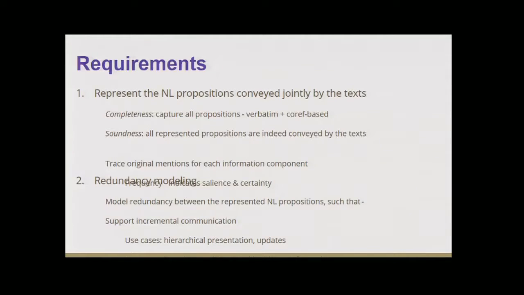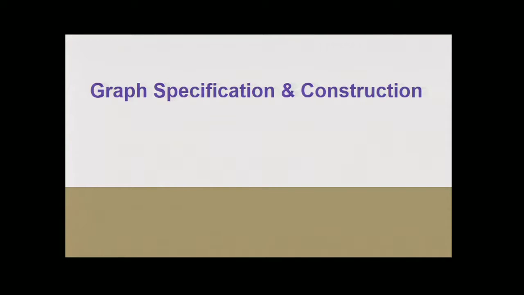And I would also like, of course, a very technical requirement. I would like to trace the original mentions. So if there is a Syrian jet, I want to be able to know, okay, which are the original tweets that told me that this was a jet? And I also would like to do redundancy modeling. Again, as mentioned before, I would like to model that jet and plane have some overlapping information. Okay, so let's see now how we propose to construct these graphs.